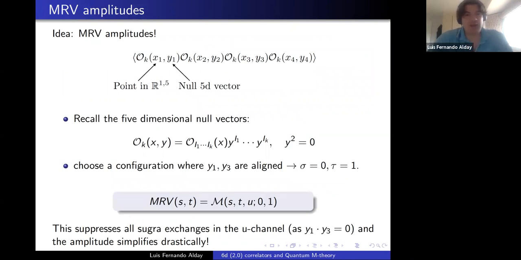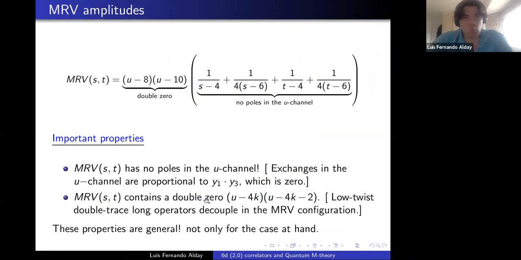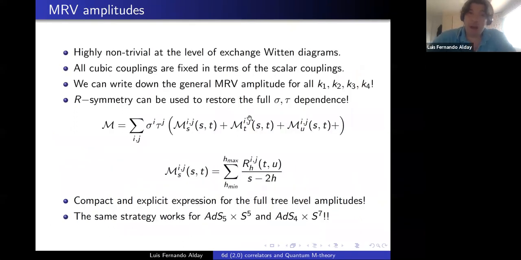As I just mentioned, we have this drastic simplification in the MRV limit. In particular, we have these double zeros and this absence of poles in the U channel. These properties are actually highly non-trivial at the level of exchange Witten diagrams. And in this MRV limit, if you require these two properties, all cubic couplings are fixed in terms of scalar couplings.